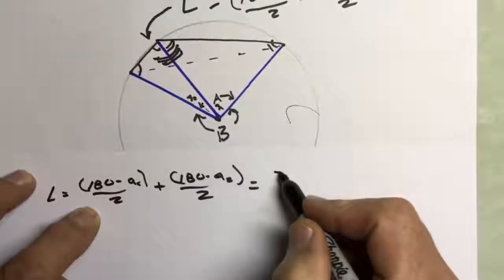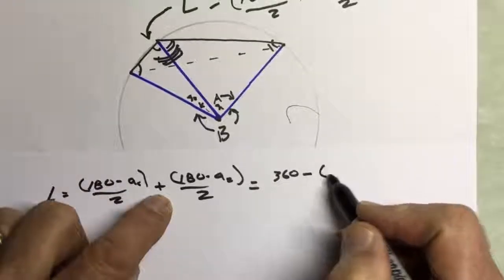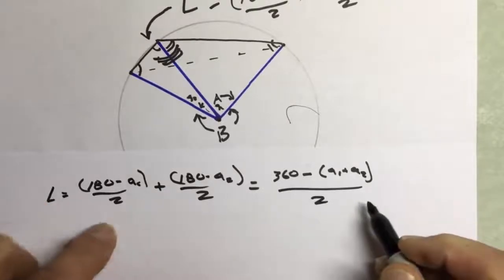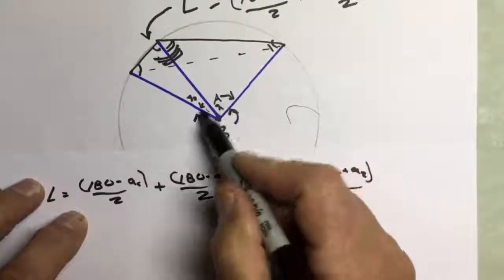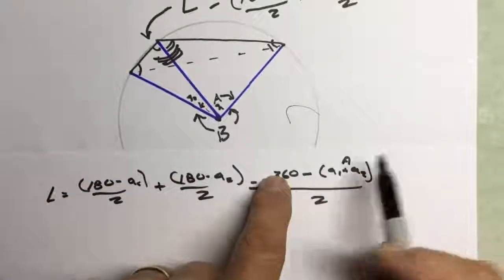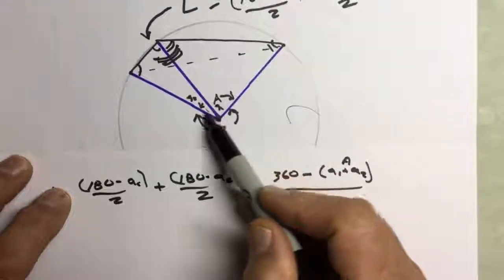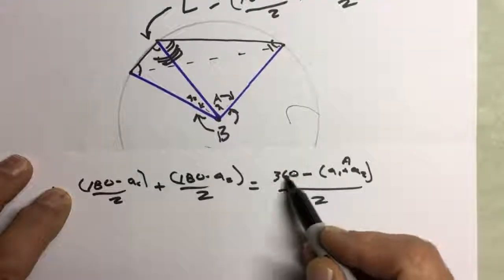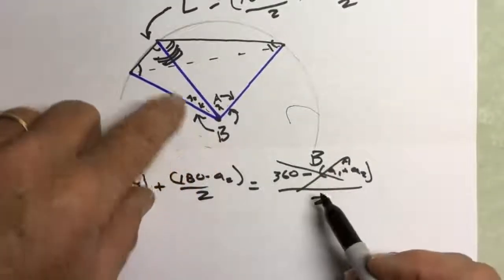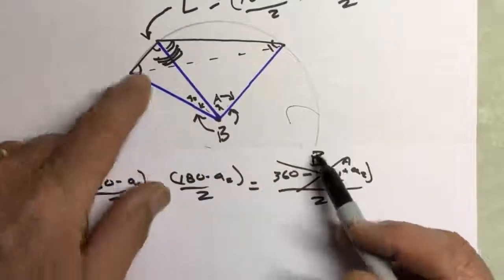That's equal to 360 degrees minus (A1 plus A2), all divided by 2. Well, what's A1 plus A2? Well, that's A. And what's 360 degrees minus A? Well, this is 360 degrees, and subtract out A, and that's equal to B. So L is equal to B, the angle of the major arc, divided by 2.